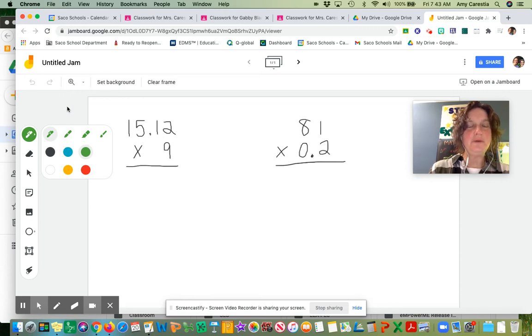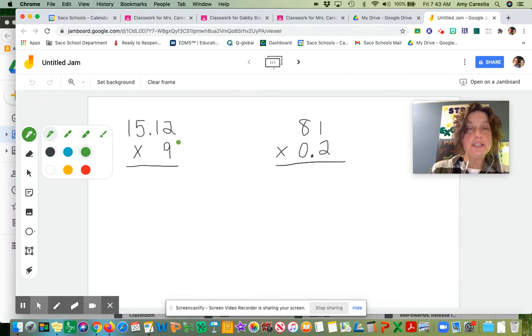Hi everyone. So we are going to cover this in class. However, I wanted you to be able to have a reference point, especially during our week that we are fully remote. So the first multiplication equation that I have is a decimal multiplied by a whole number. And I just want to review it quickly and then compare it to the second multiplication equation that I have to the right. So we have 15 and 12/100ths times 9.